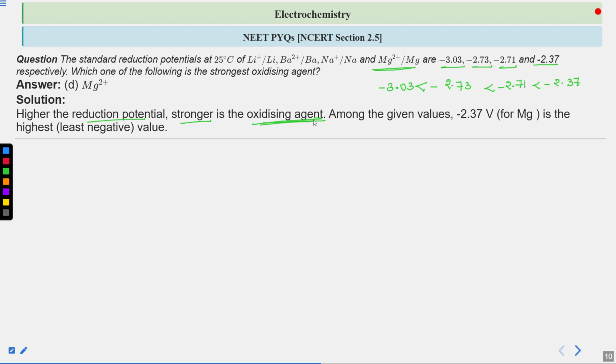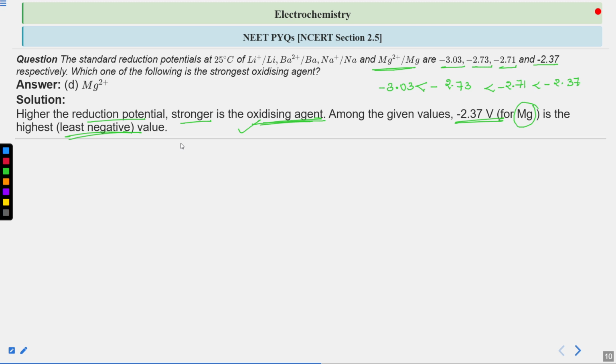Inversely, you can say that, right? That means it will act as a stronger oxidizing agent. So among the given values, minus 2.37 volt, which is for magnesium, is the highest one. That means it is the least negative value. That is why magnesium is going to act as the strongest oxidizing agent.